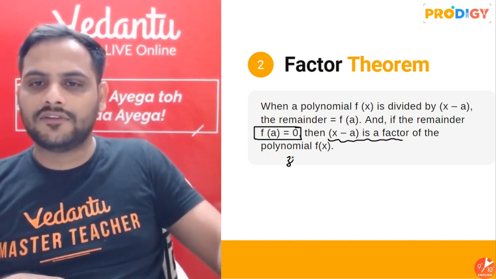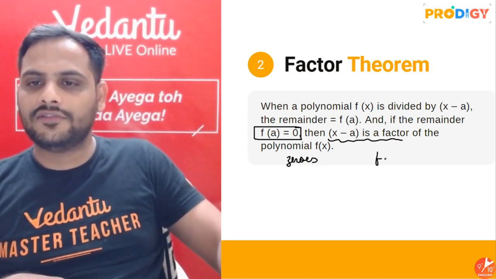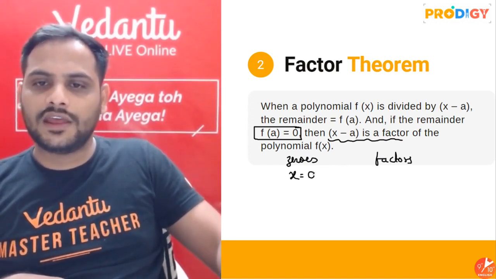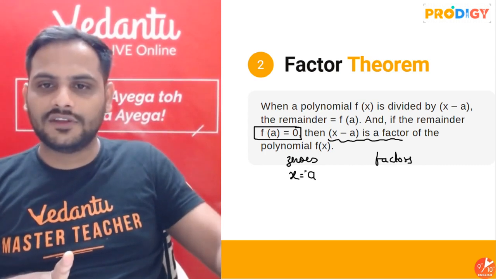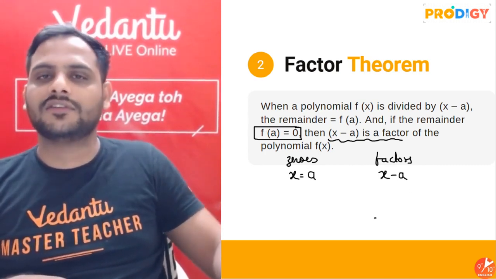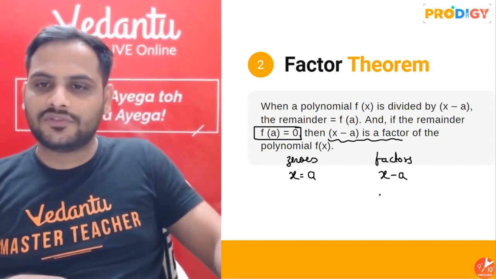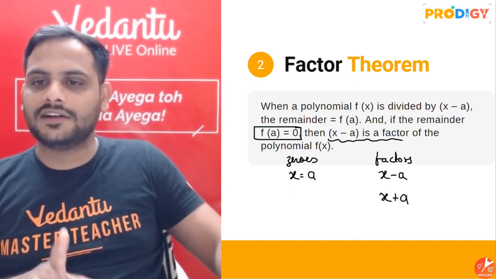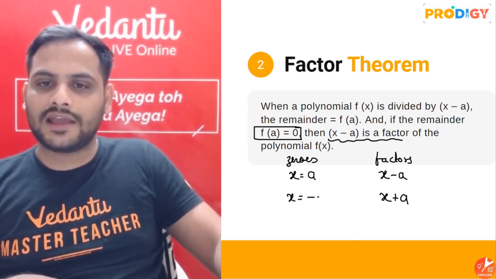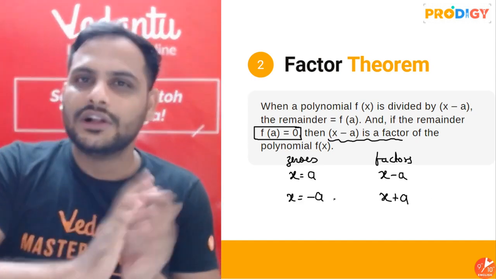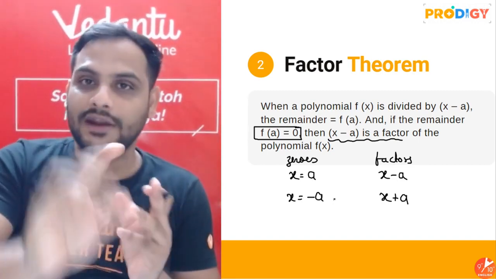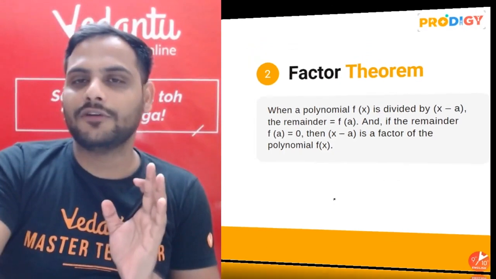For example, if I write zeros and factors over here, if x equal to a is a zero, f of a is 0, how do you get the factor? Shift a over there. So x minus a is a factor. Suppose I say x plus a is a factor, make it equal to 0. x plus a equal to 0, you'll get x equal to minus a as your zero. So this factor to zero, zero to factor relation is very important. Alright, this is the most important thing from factor theorem.